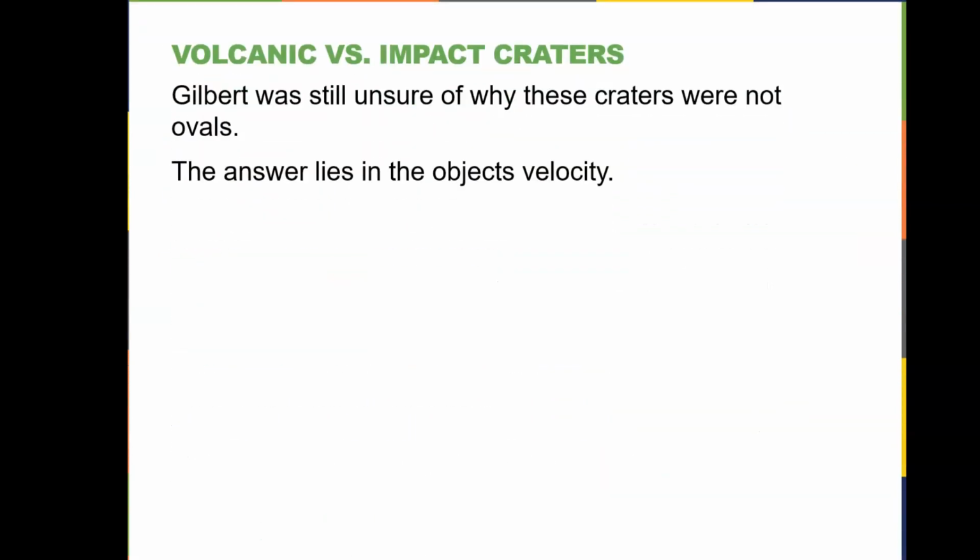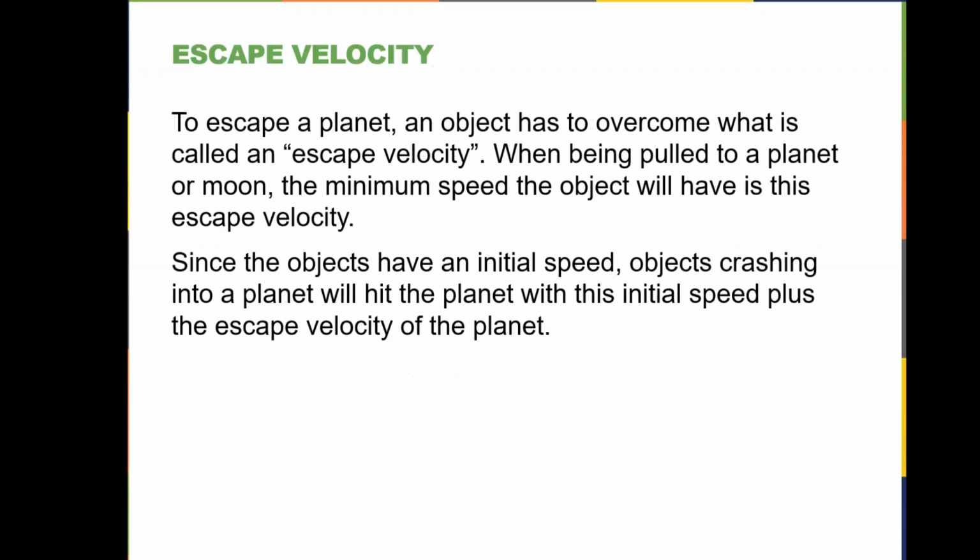However, Gilbert was still unsure of why these craters were not ovals, and the answer to this lies in the object's velocity. To escape a planet, an object has to overcome what we call an escape velocity. This is the minimum velocity an object has to travel with in order to escape an object's gravitational force. When being pulled to a planet or moon, the minimum speed the object will have is this escape velocity. This is because this velocity is the velocity the object would have to overcome the force of gravity as it travels away from the planet.